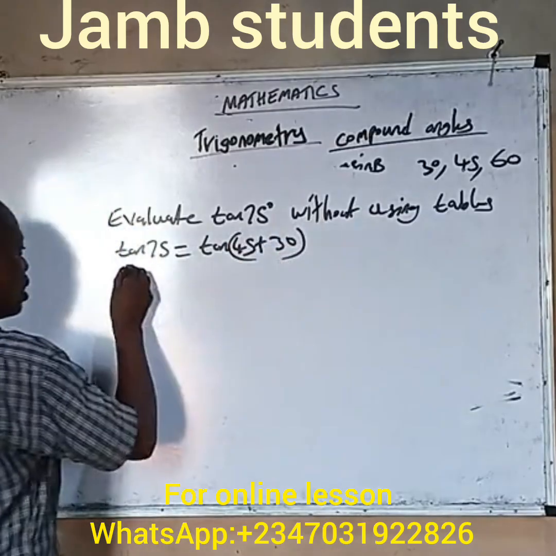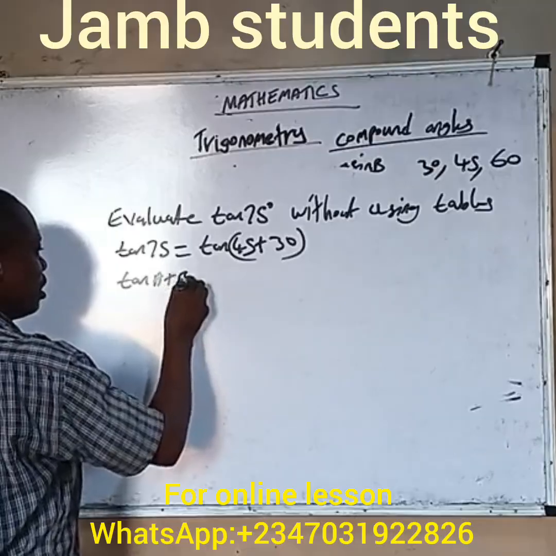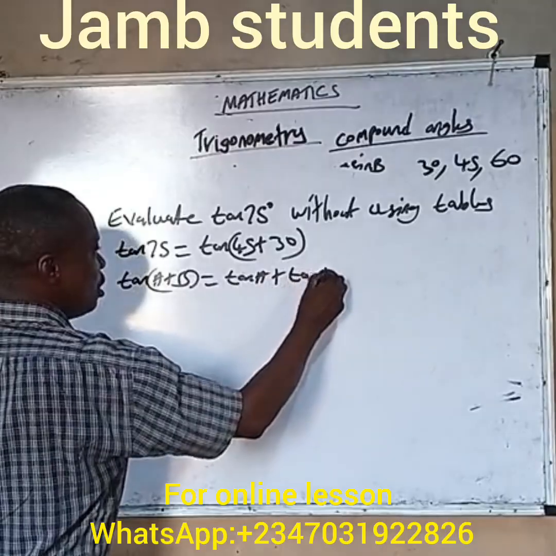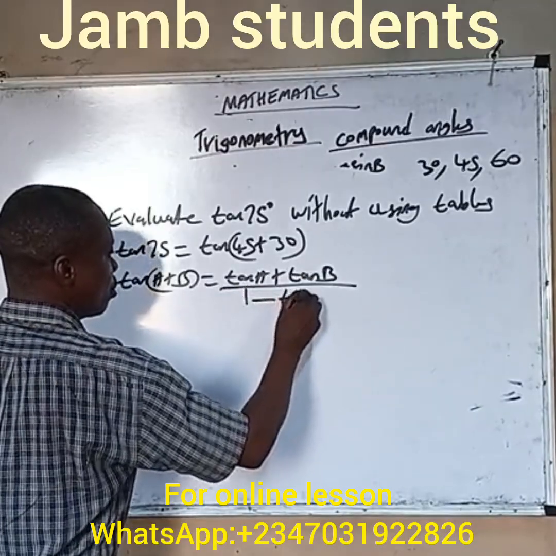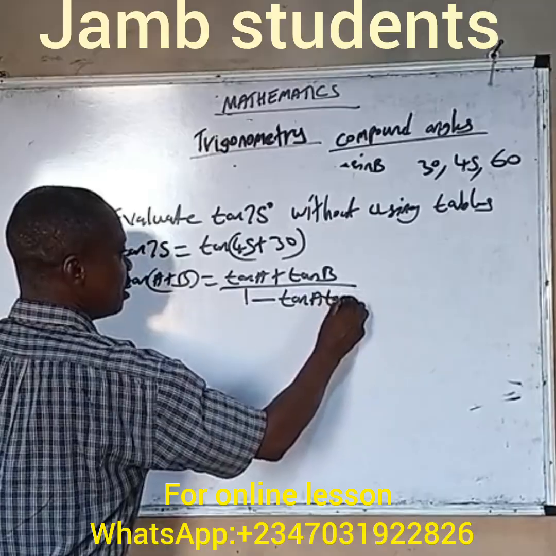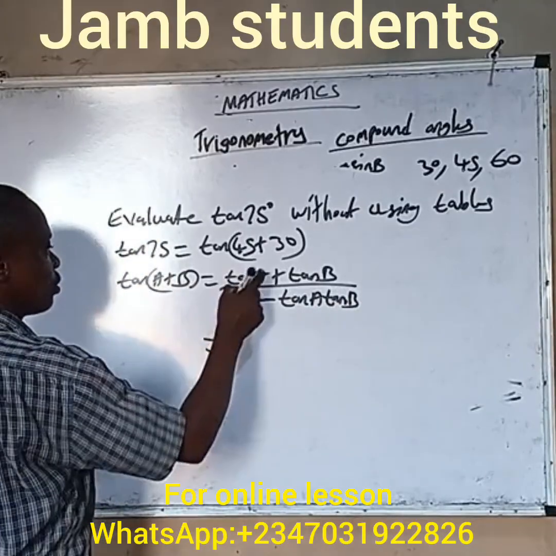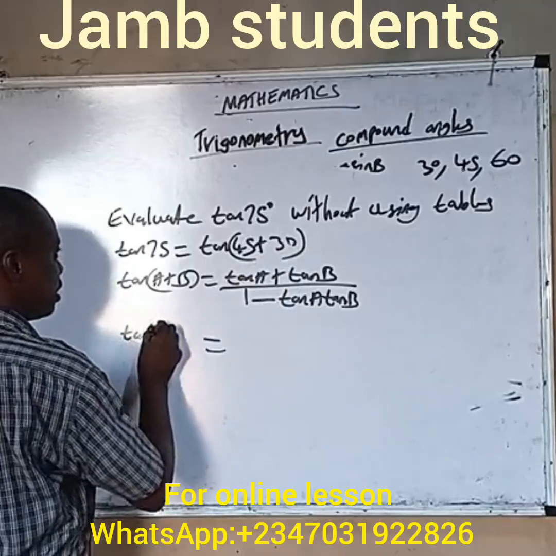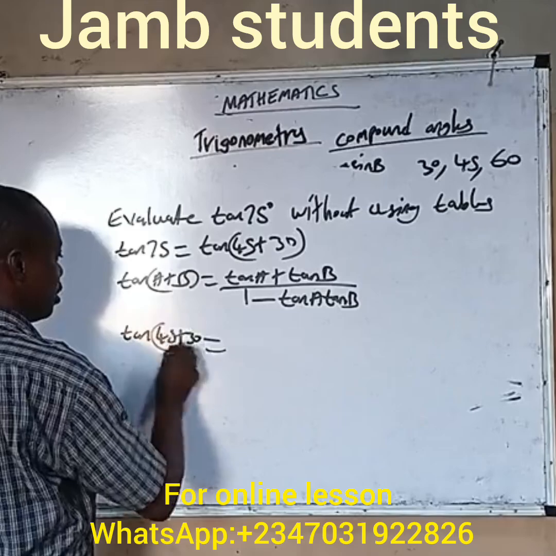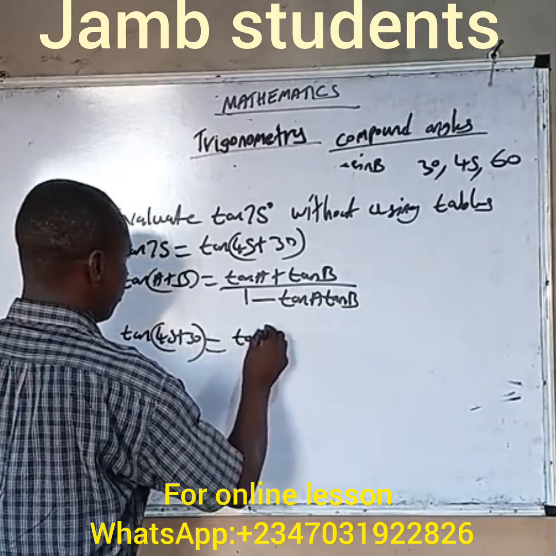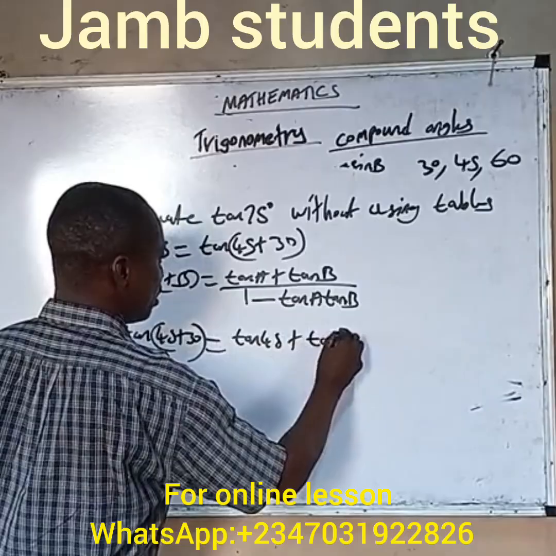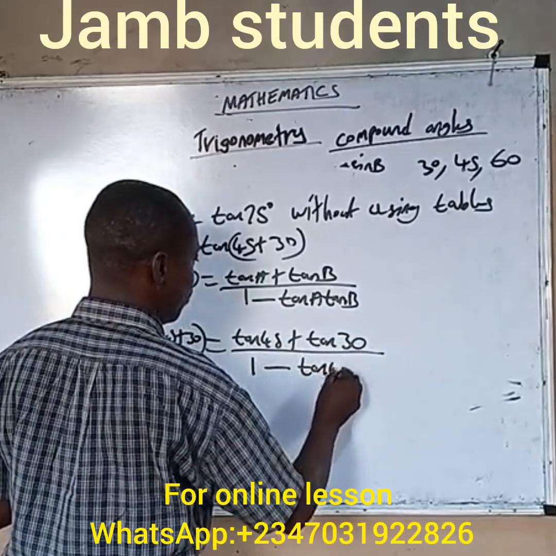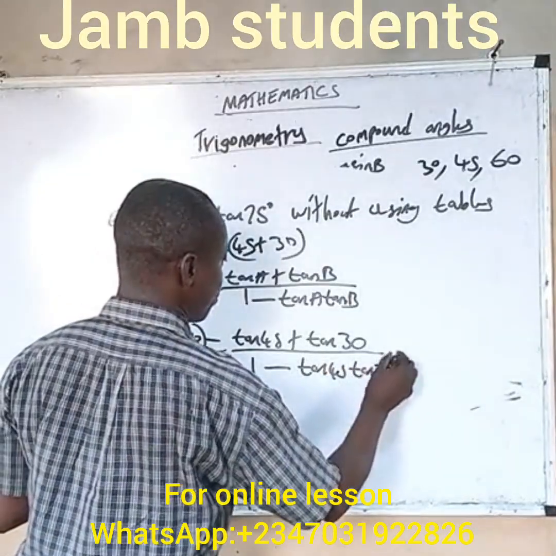But remember that when we have tan (A plus B), remember that it was what? Tan A plus tan B over 1 minus tan A tan B. All right. So in place of A now, I'm putting 45, and 30 for B. So this will now be tan of 45 plus 30, which will give me tan 45 plus tan 30 over 1 minus tan 45 tan 30.